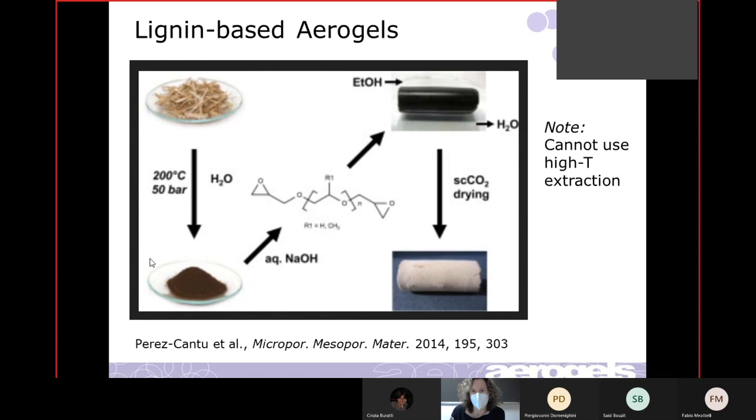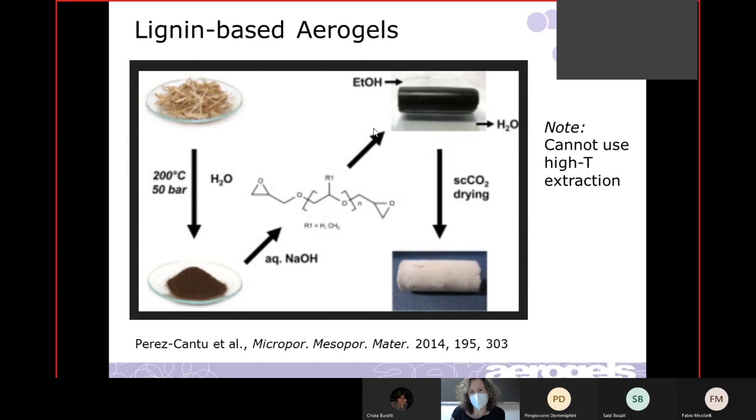To link things together, they use base along with an epoxide. The brackets here indicate that this is a long polymer chain. So we're taking this material that contains biopolymers, and we're doing enough chemistry to create reactive groups so that we can get a gel, and then supercritical CO2 drying to yield an aerogel made from lignin.